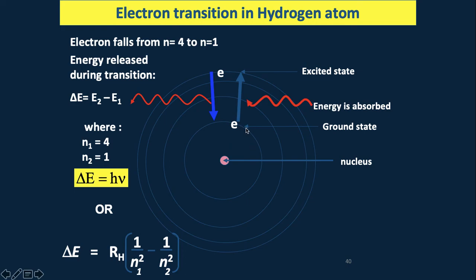So if the electron transits from the first orbit to the fourth orbit, from a lower energy level to a higher energy level, we say the energy is absorbed.